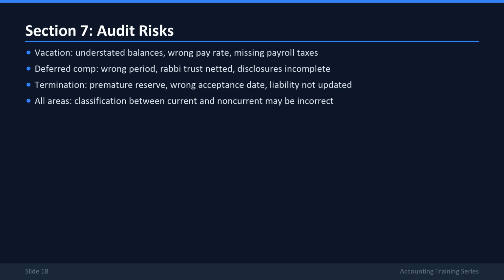Section 7 covered the key audit risks across all categories. For vacation, the risks are incomplete balances, wrong pay rates, and omitted payroll taxes. For deferred compensation, the risks are accrual in the wrong period, netting the rabbi trust asset and liability, and incomplete disclosures. For termination benefits, the main risk is recognizing the liability before all 4 ASC 420 criteria are met. Across all categories, incorrect classification of liabilities between current and non-current is a common finding.